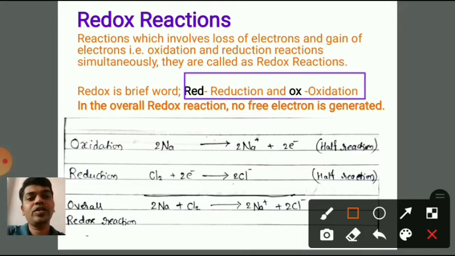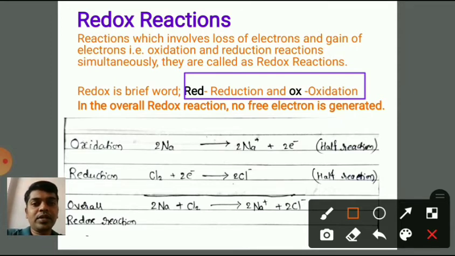Okay, so it is a combination of the words reduction and oxidation that becomes redox. In general, in overall redox reactions, no free electron is generated. Okay, so it can be understood by taking the following example.